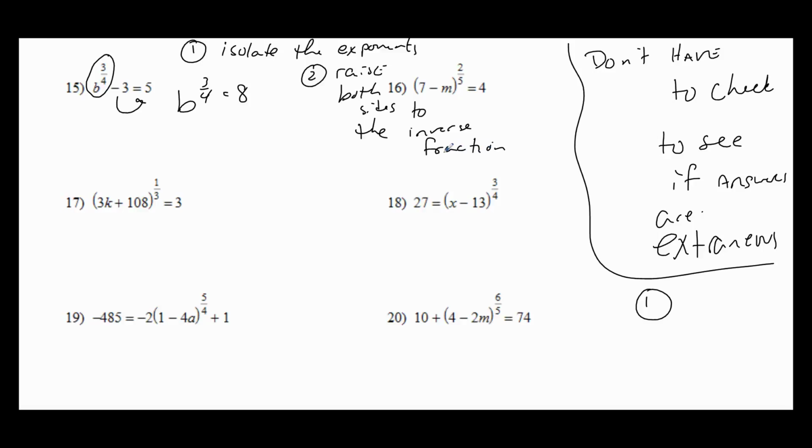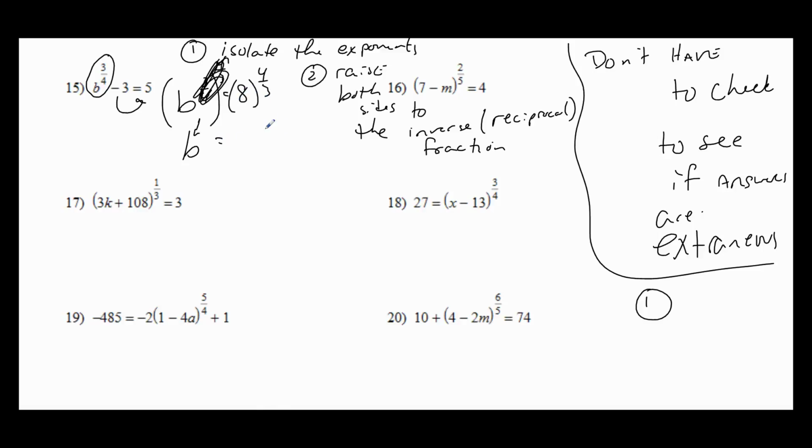What does inverse mean? Hopefully you remember from inverses. So we're going to raise both sides to the inverse, which is basically the flipped fraction. So 3/4 flipped is 4/3. The inverse is basically the reciprocal. You can think of it as the reciprocal. So what happens is when I do that, this just goes away and I'm left with a b. It just drops down.